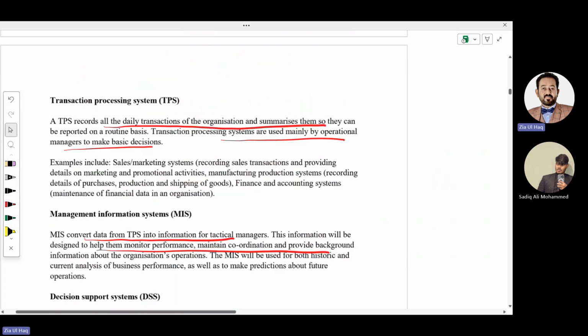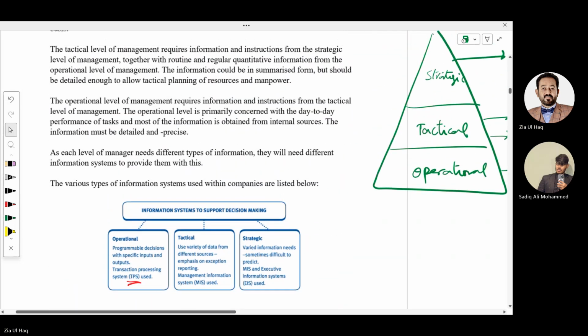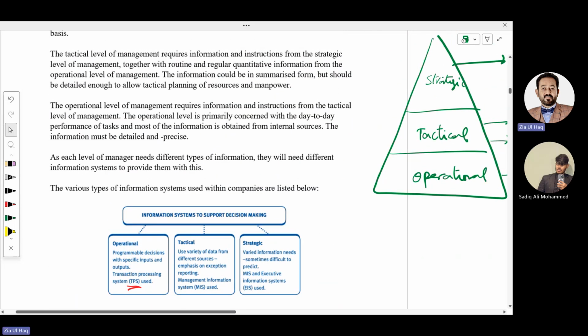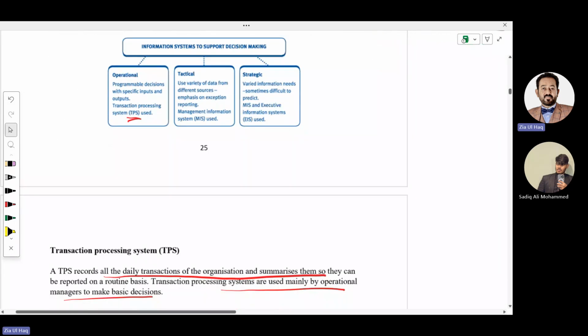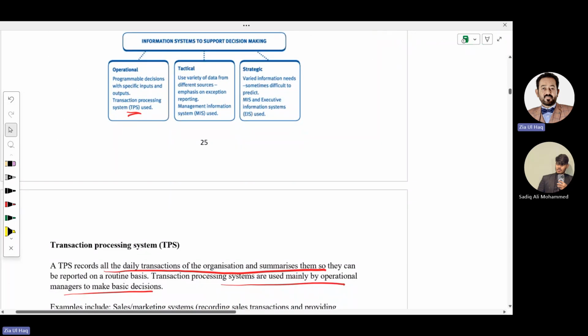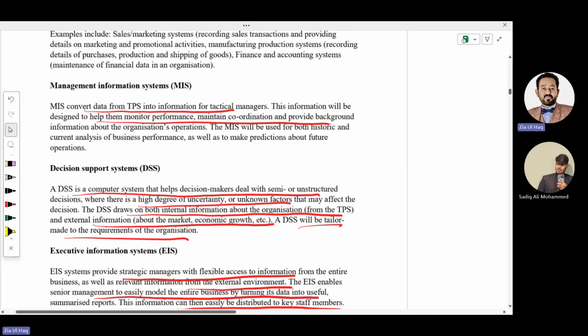So we have discussed 5 systems. At what level is TPS used? Operation level. Where will MIS be used? Tactical as well as strategic. EIS will be used at the strategic level. DSS will be used at the tactical level. Expert system can be used at all levels.